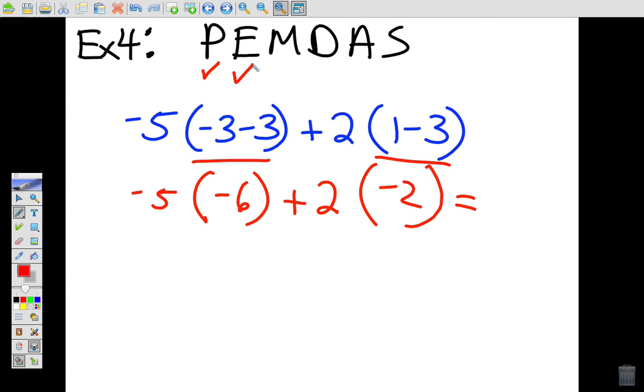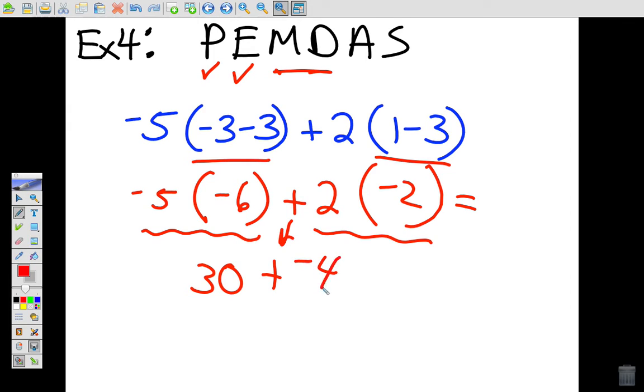Are there any exponents? No. Any multiplication or division? The answer is yes. This is multiplication now. So maybe you might take your calculator now and take a -5 times a -6, positive 30, plus, because of the plus sign. What's 2 times a -2? -4. I've taken care of the multiplication and division. Now, any addition and subtraction? Yep, just one addition, right? 30 plus the -4. So 30, take away 4. That's easy, 26.